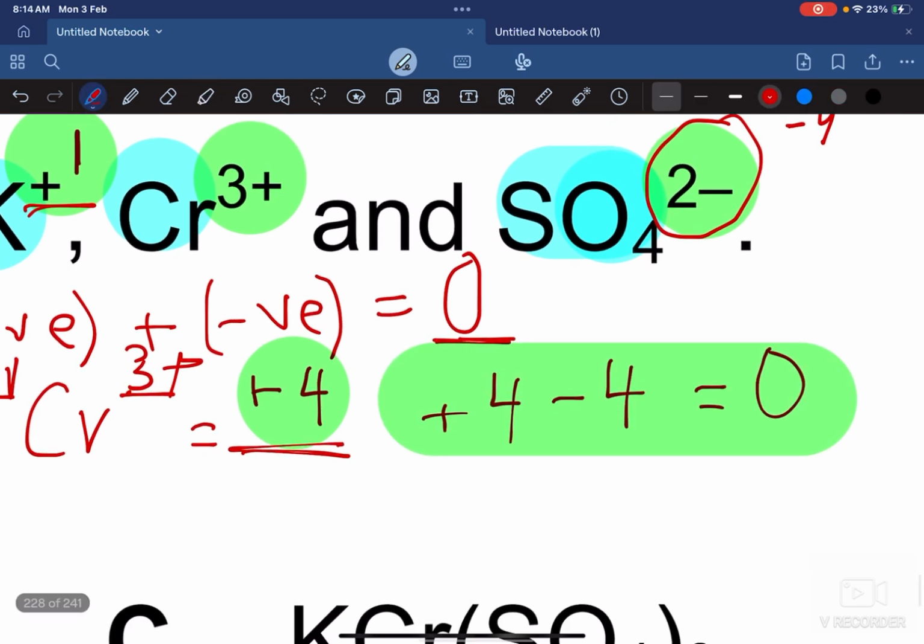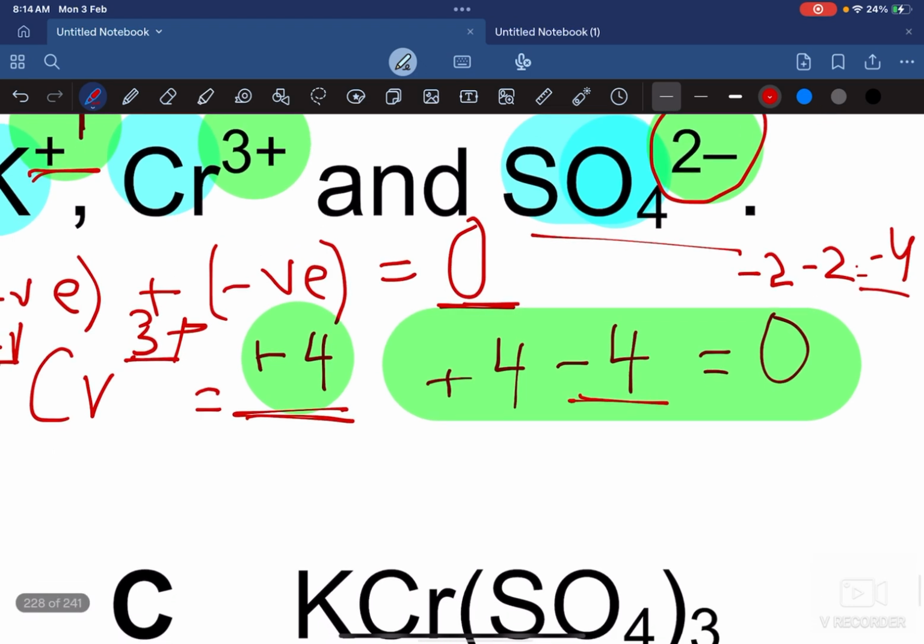Now one sulfate has a charge of 2 negative. So we need -4. So how many sulfates are we going to take? We're going to take 2 sulfates, because if each has -2, and we add -2 to it, we get -4. We need -4, so we will take 2 sulfates so that we can balance the +4.